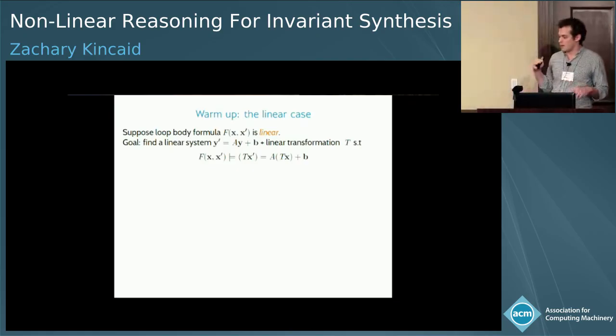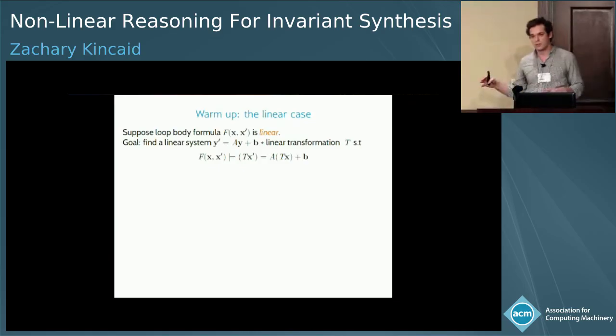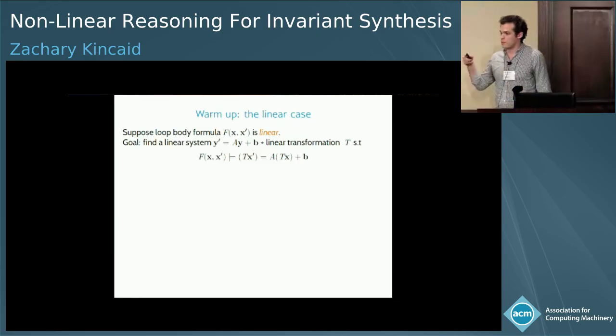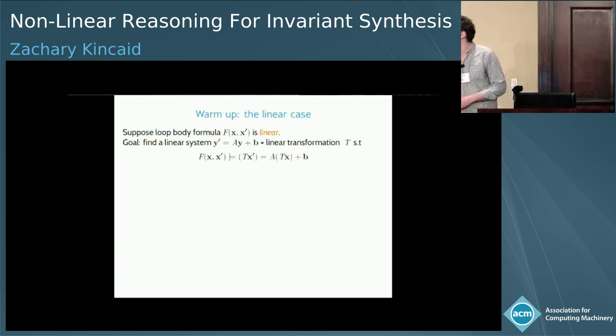And so if there's any nested loops, they've already been summarized. If there's any control flow, it's encoded into the formula. And I'm going to further assume that this formula is linear. We'll get to the nonlinear case in a little bit. And our goal is to find a system of recurrences that approximates my transition formula.